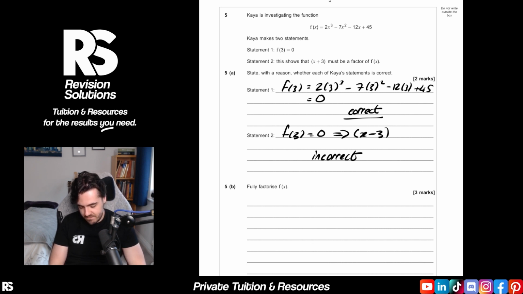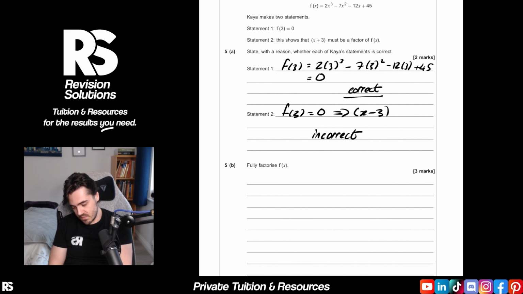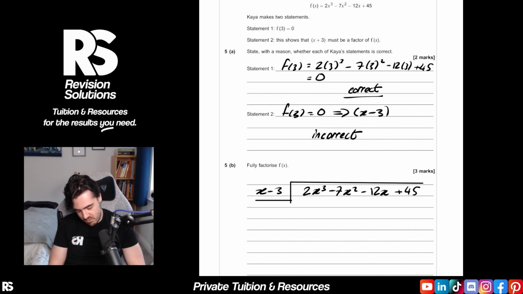Then for part B, it says, can we fully factorize f of x? Well, now we can, because we know that a factor is x minus 3. So we can start with algebraic long division. So we're going to divide x minus 3 into our function of 2x cubed minus 7x squared minus 12x plus 45. So we start by taking the highest power of x left to be divided, the 2x cubed, and divide it by the highest power of x in our divisor. So 2x cubed divided by x gives us a 2x squared.